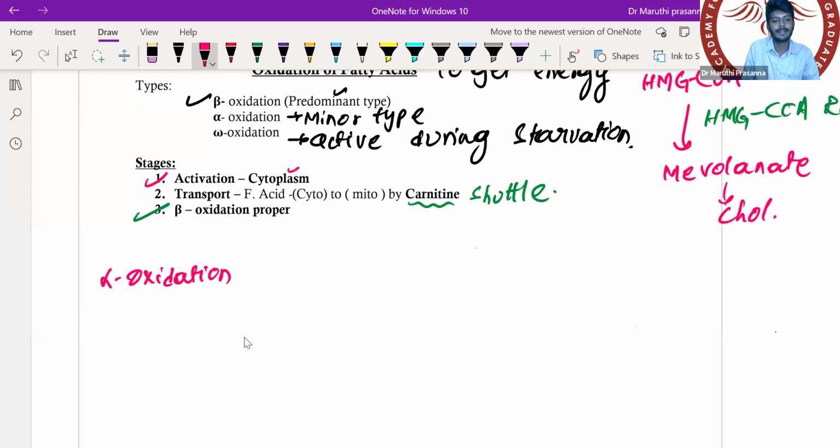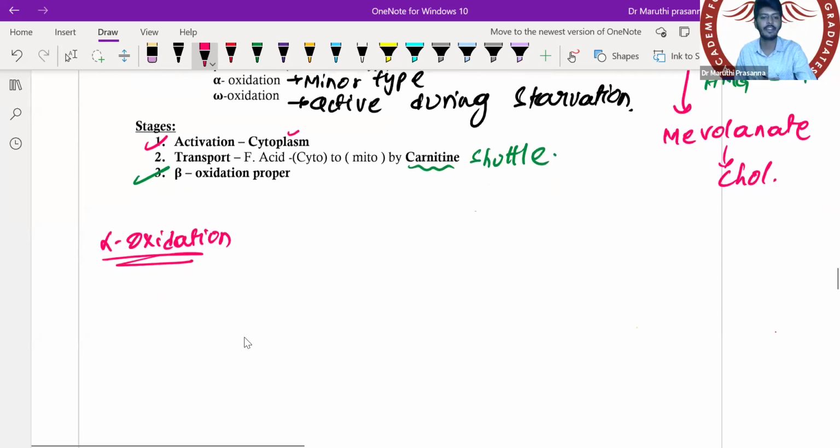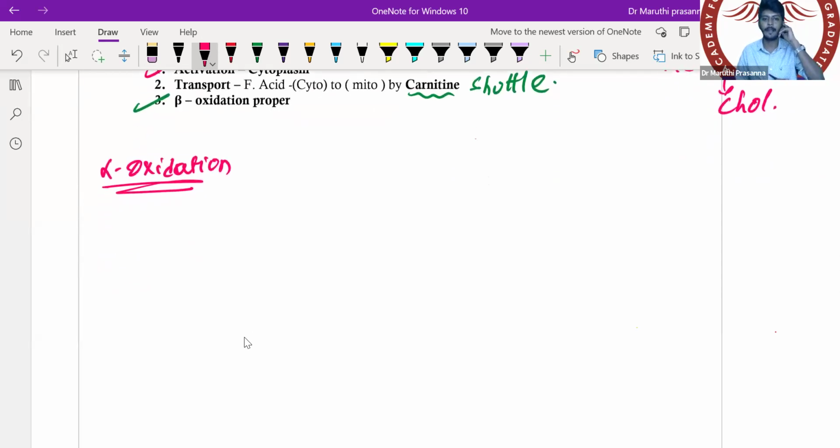Students who are attending, especially the batch of students in Delhi, this might not be in your notes, so add this. We started to notice recently that they started to ask questions related to alpha oxidation disease. So let's understand. Alpha oxidation is a minor type.